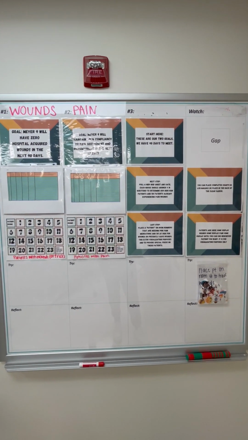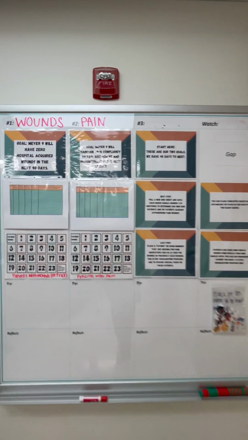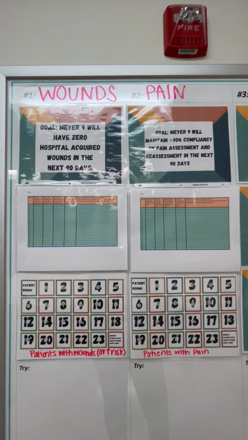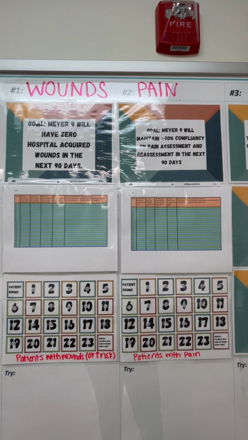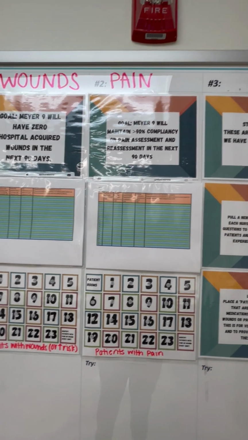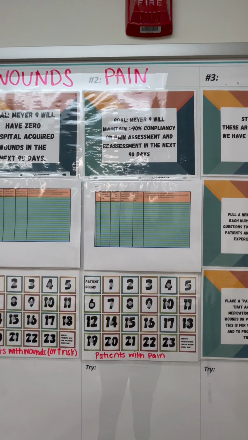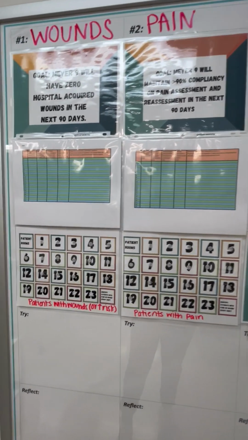So for the daily mid-shift huddle, these are the two goals. You're just going to start here. It says we'll have 0 hospital-acquired wounds in the next 90 days. That's our first goal. And our second is that we will have above 90% compliancy on pain assessment and reassessment.